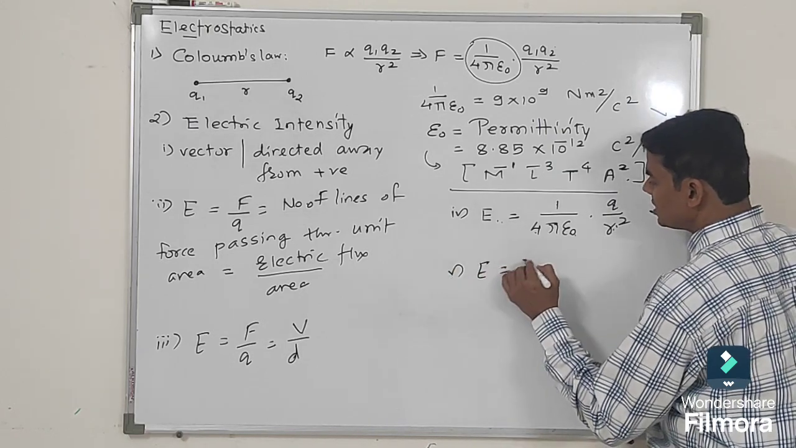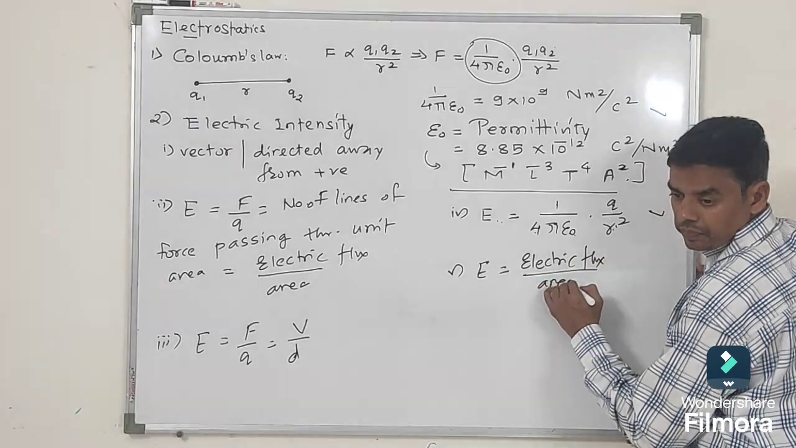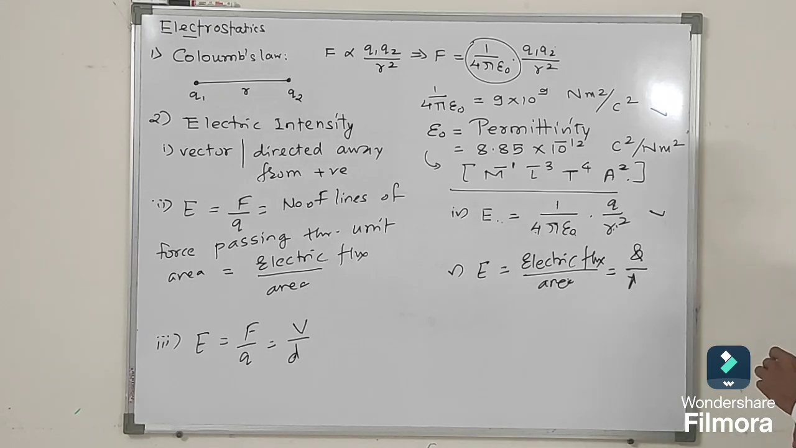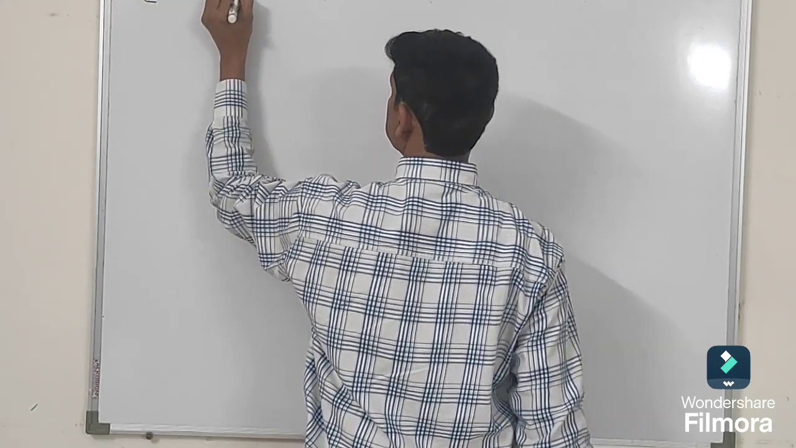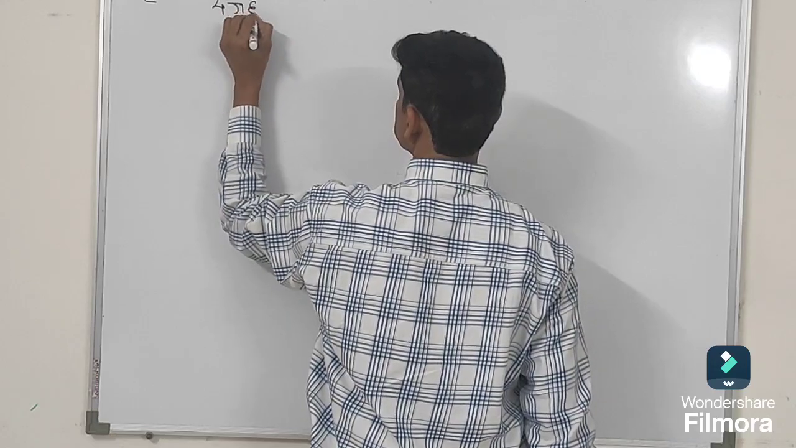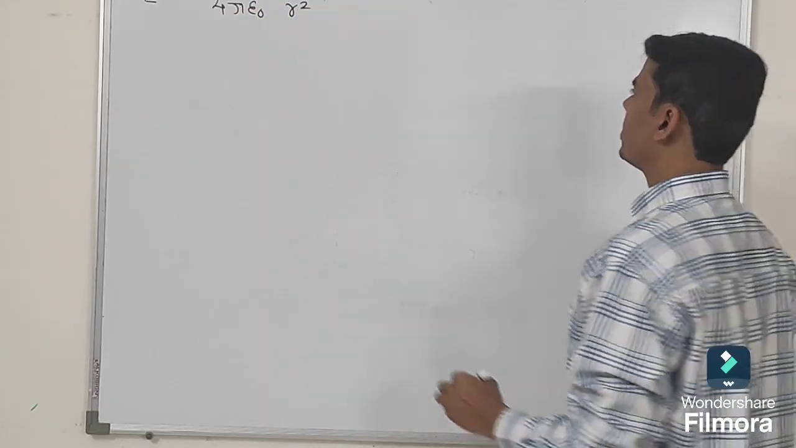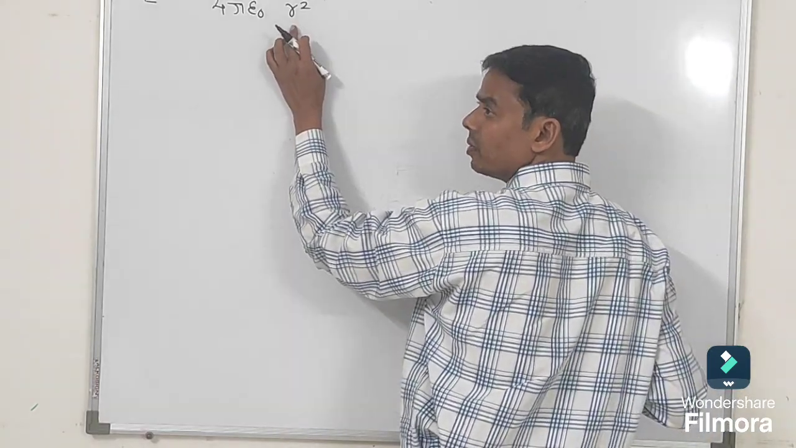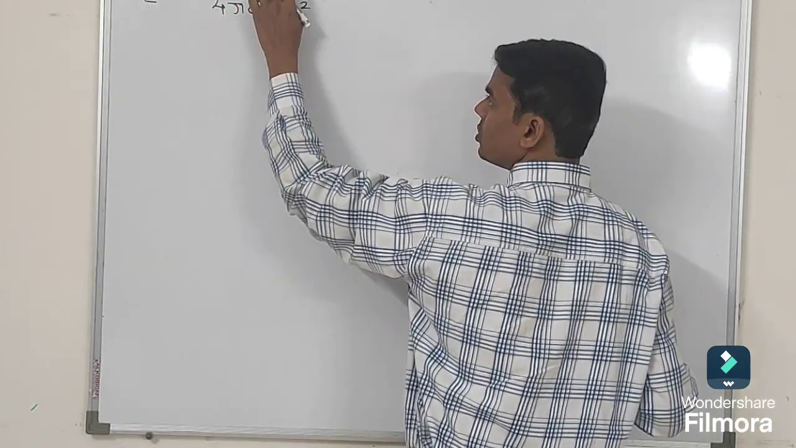Again, electric intensity is electric flux upon area, so this is phi upon A. Electric intensity at any point situated at a distance r from charge q is 1 upon 4 pi epsilon 0, q upon r square. The same formula is for electric intensity at a distance r from the center of the sphere. E is equal to 1 upon 4 pi epsilon 0, q upon r square.